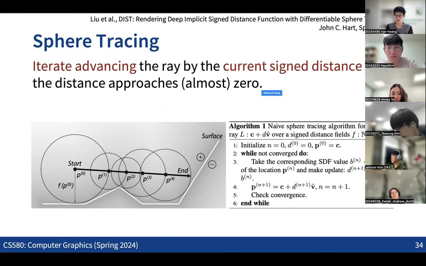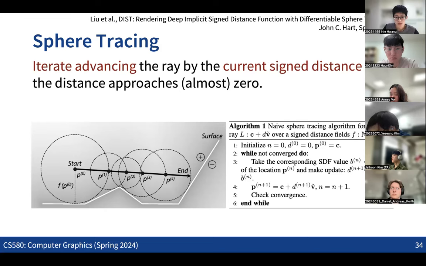So depending on what sort of objects and also the ray direction that you have, this sphere tracing can even become less efficient than some other ideas. So there can be some pros and cons to these approaches. Any questions on this? Great.